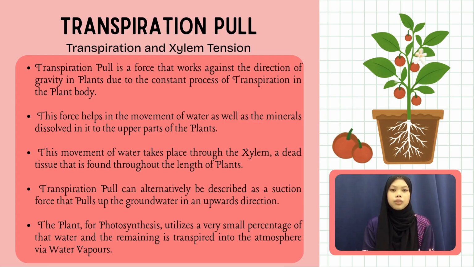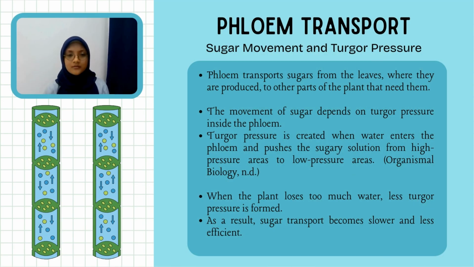Transpiration pull can alternatively be described as a suction force that pulls up the groundwater in an upward direction. The plant utilizes a very small percentage of that water for photosynthesis, and the remaining is transpired into the atmosphere as water vapor.